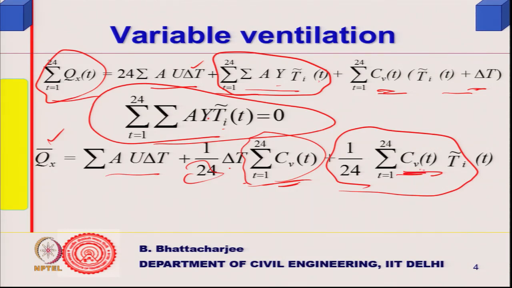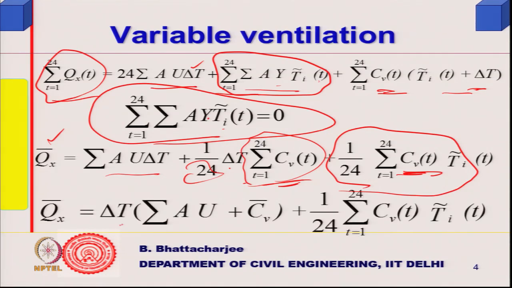So, these 24 values you can calculate out. If you write it further, Qx would be equal to delta t, so the total heat coming in is equal to delta t times sigma Au plus Cv bar, because delta t I am taking common, and this is 1 by 24 Cvt Tit. Every time this coefficient is different, so I will have 24 different coefficients, one for each hour. You make this equation for 24 hours.